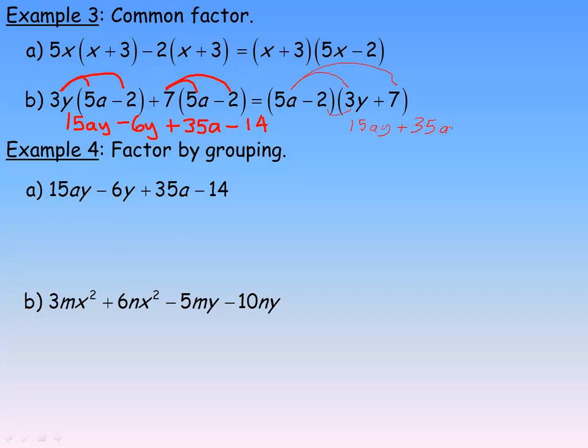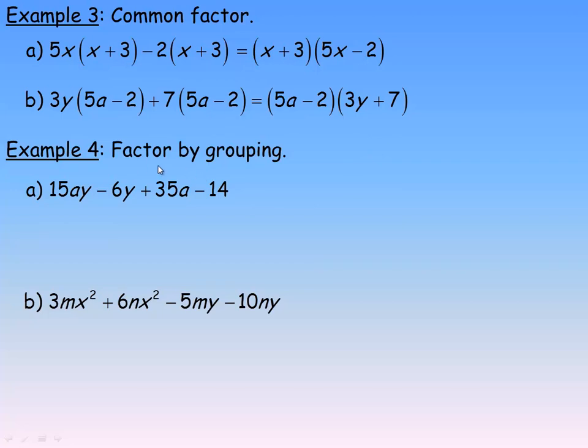And negative 2 times 3y would be minus 6y. And negative 2 times 7 is minus 14. So 15ay, minus 6y, 35a, and a negative 14 on the end of each. And so it does expand out to exactly the same thing. So that's just demonstrating that the factoring is correct.